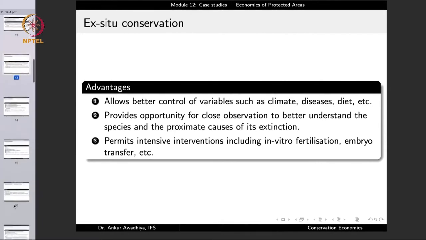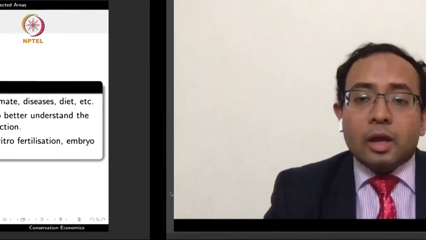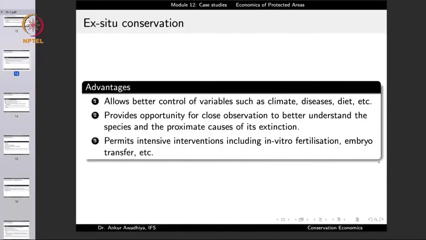It has a number of advantages. It allows better control of variables such as climate, diseases, diet, and so on, because it's a small area. The intervention is much more intensive, and so it is much easier to provide them with standardized conditions. It provides opportunity for close observation to better understand the species and the proximate causes of its extinction.